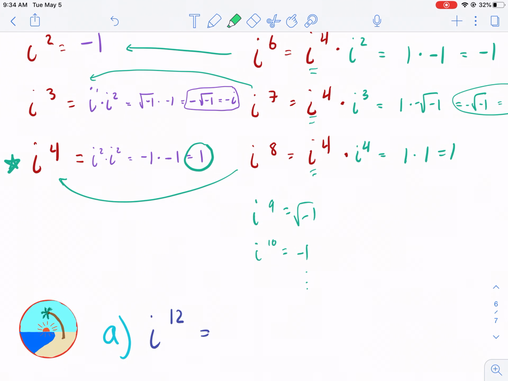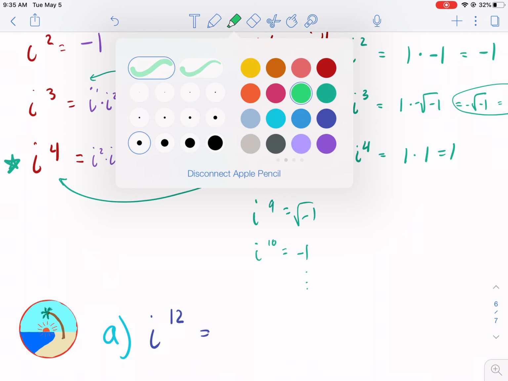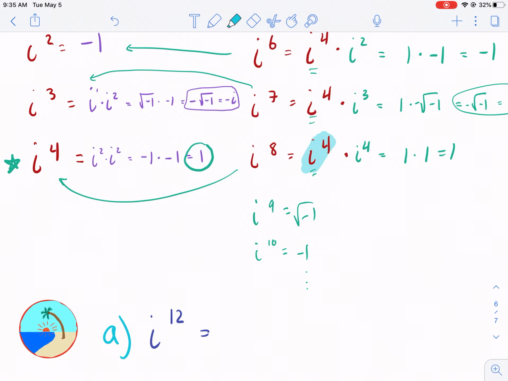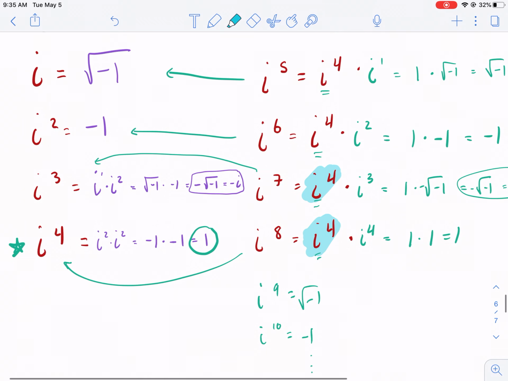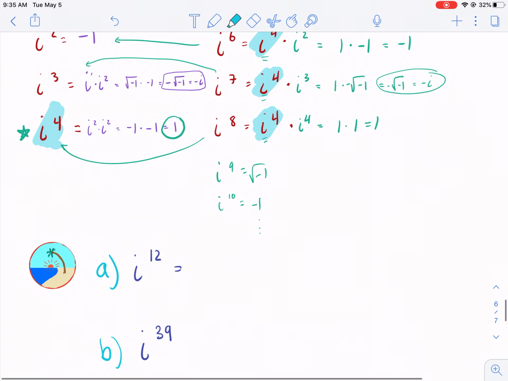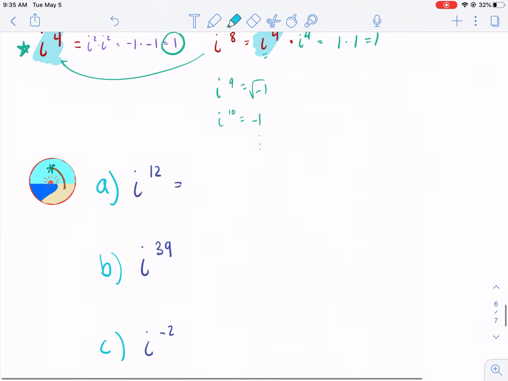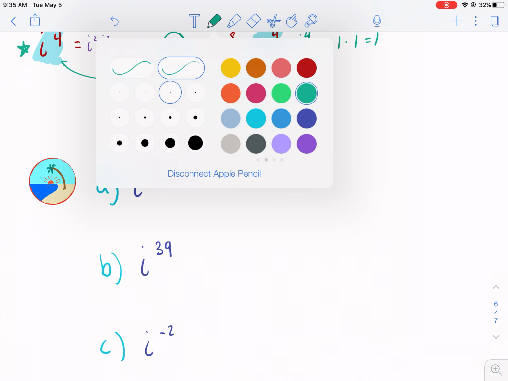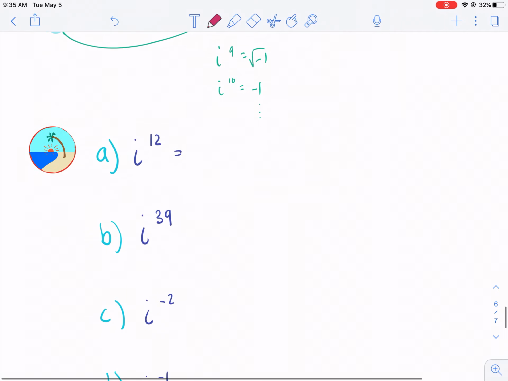So let's emphasize that. Maybe I'll highlight it. That'll make it look better. So i to the fourth is going to be our basis for all these problems. And I hope you get the idea. Shade, shade, shade. Okay, there we go. Okay. Now, how can we use i to the fourth to express some of these ones? So we have i to the 12th is our first example.